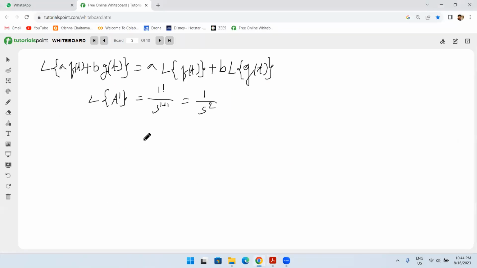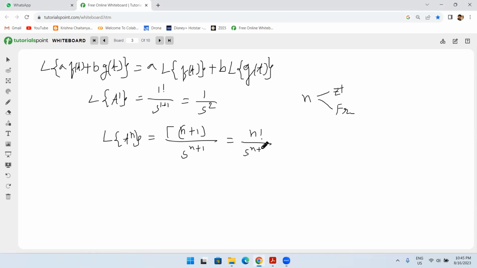Here, in this case, the actual formula for L of t power n is gamma of n plus 1 by s power n plus 1. This is the actual formula. But n can be an integer or a fraction. The negatives are not defined here; the gamma function is not defined for negative values. Only positive integers. For integers, we write Z plus, positive integers, and then you have fractions. Whenever we get fractions, we use the gamma function. If n is an integer, gamma of n plus 1 is nothing but n factorial, so n factorial by s power n plus 1.